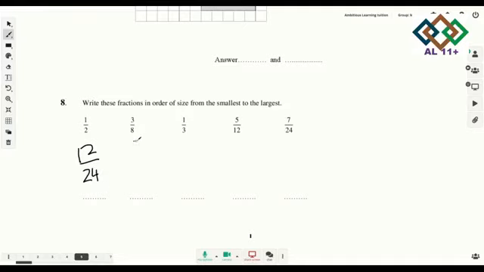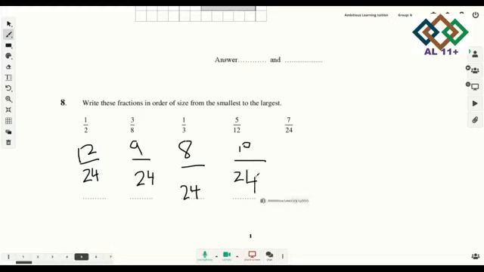3 by 8, if I make the denominator 24, that will be 9 by 24. And 1/3 would be 8 by 24. 5 by 12 would be 10 by 24. And the last one, 7 by 24, would be a half.